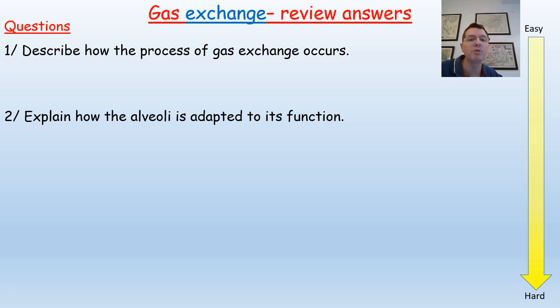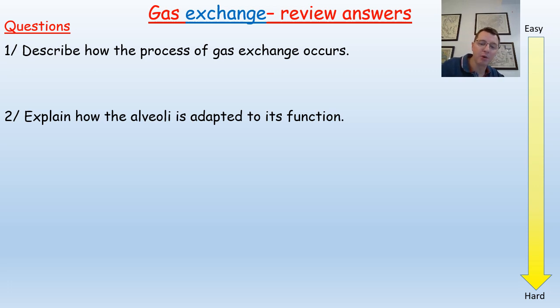So, describe how the process of gas exchange occurs. Well, as we've just seen in that gap fill, we should be talking about the different concentrations of both the carbon dioxide and the oxygen, and we want to know where they are in high concentration and low concentration and which way the gases will move. The oxygen will diffuse from the alveoli and move into the blood, and the carbon dioxide will diffuse from the blood and move into the alveoli.